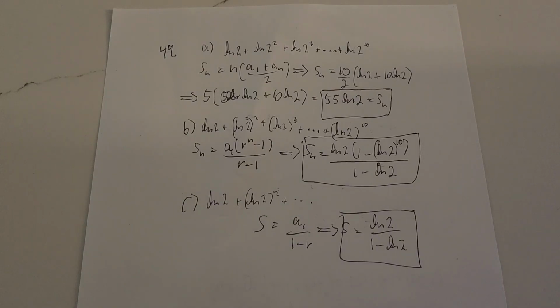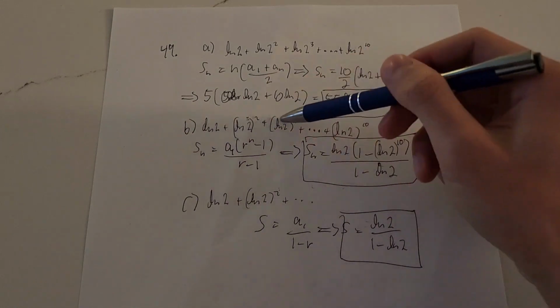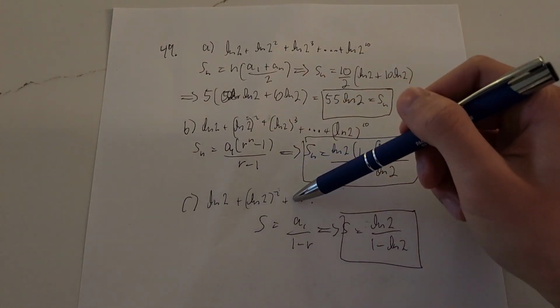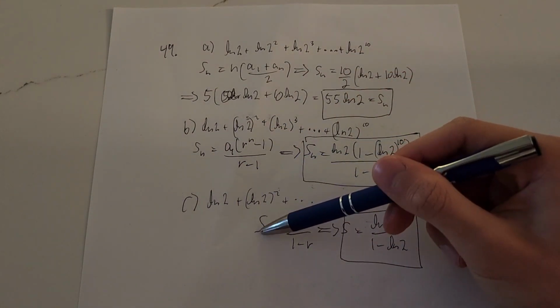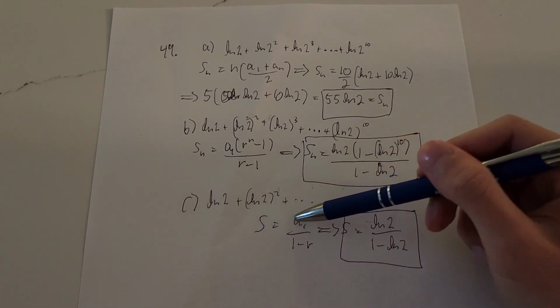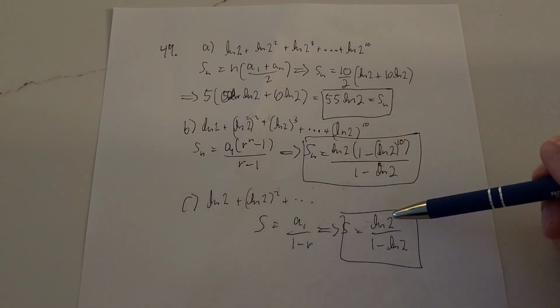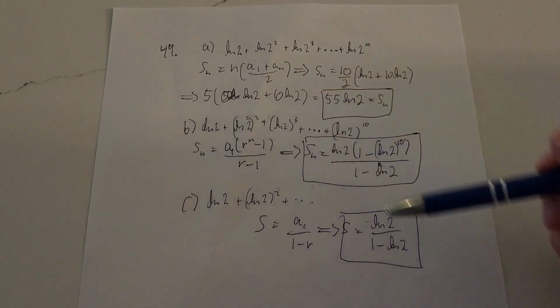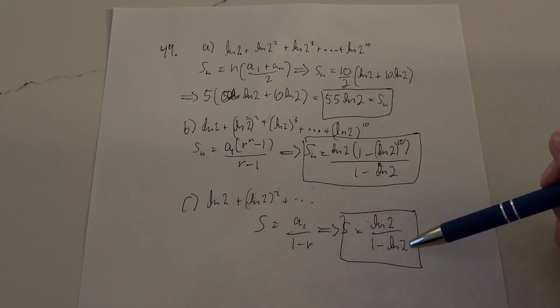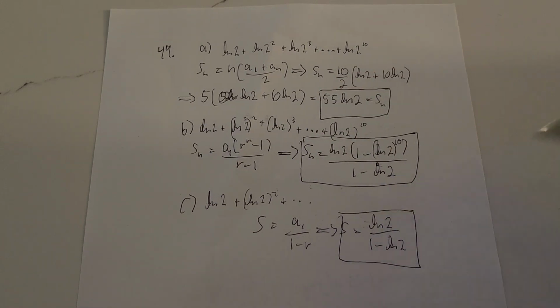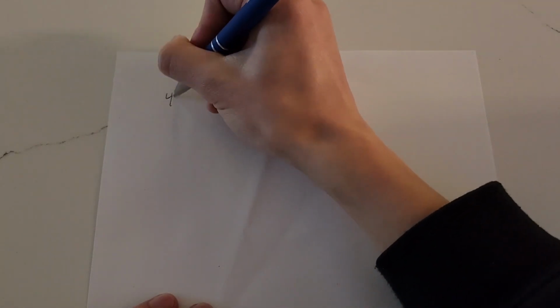Now moving on to part C, we're just asked to calculate the infinite sum now. So it's the same sequence as part B, but it's the infinite sum, so we just use the infinite sum formula for a geometric series, which is a sub 1 divided by 1 minus r. We already know that. First term is ln2, the common ratio is ln2, so we just plug it in, and this is our answer for part C. So now moving on to question number 49.